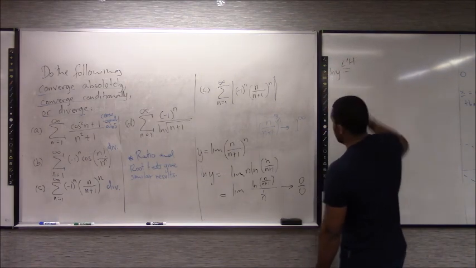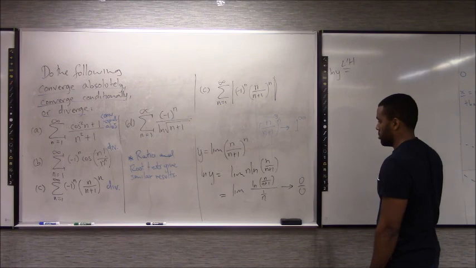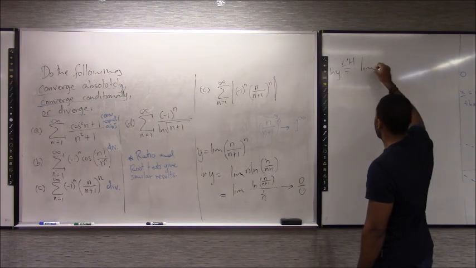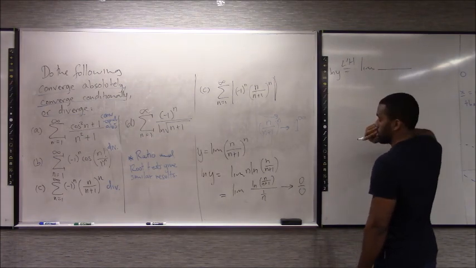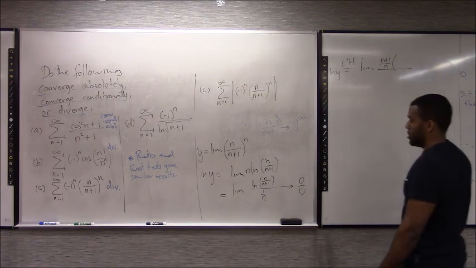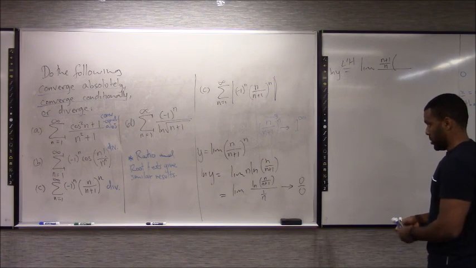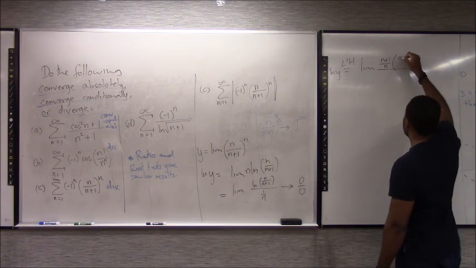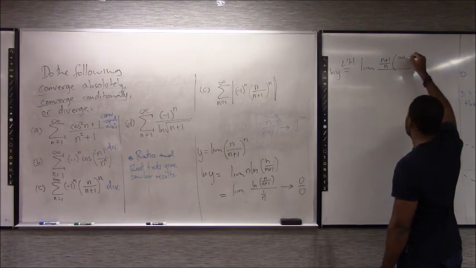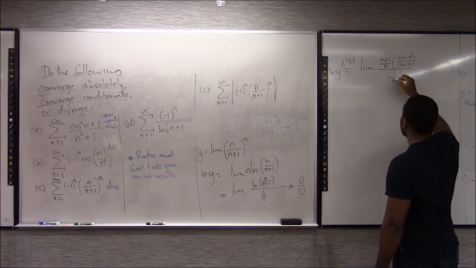My ln of y, by L'Hopital's rule, is going to be n plus 1 over n as the numerator, times the derivative of that, n plus 1 minus n. Are you doing the quotient rule? One: bottom times the derivative of the top, minus top times the derivative of the bottom, over bottom squared. The bottom minus 1 over n squared.